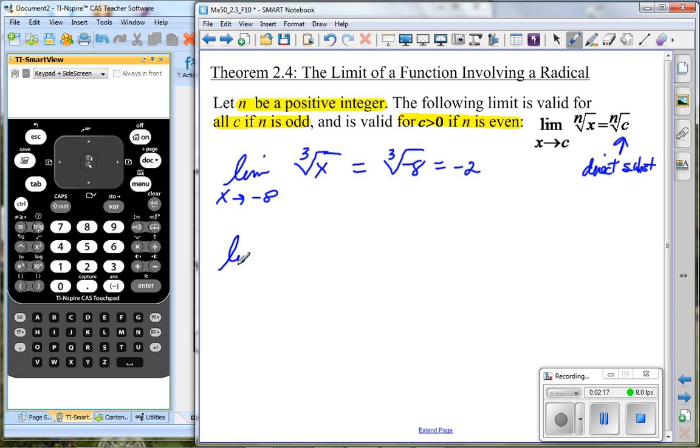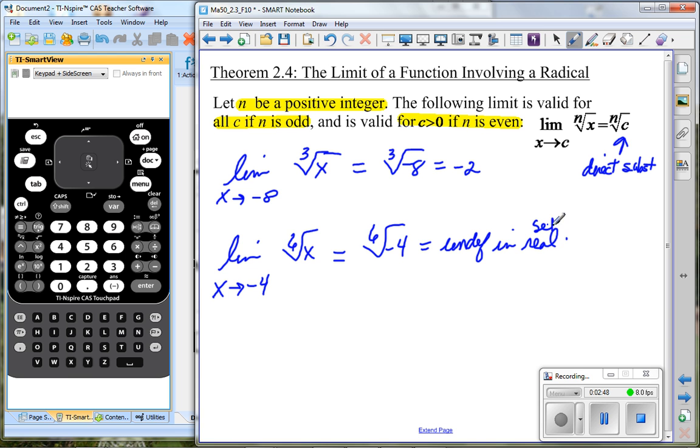If we look at another example, let's let the limit as x approaches -4. This time, let's look at the 6th root of x. 6 is even, so we have to make sure that our value is positive. This would give us the 6th root of -4, which is undefined in the set of real numbers.